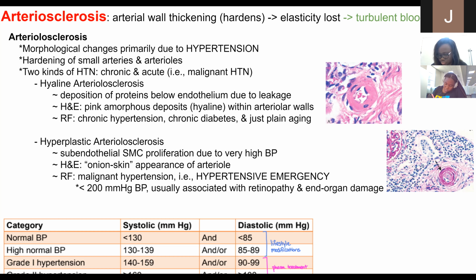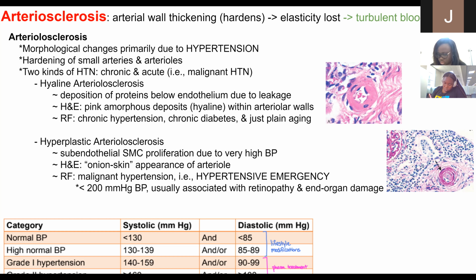Most of the time, they're going to have retinopathy or even end organ damage. The biggest one to look for is the retinopathy, because that will happen because the blood vessels in your eye are much smaller than the rest of your body, right? So immediately you're going to notice the retinopathy, and then they might come in with other symptoms, proteinuria, stuff like that. Anything that sort of indicates that, you know, they're having some end organ damage. Okay, so it's malignant hypertension.